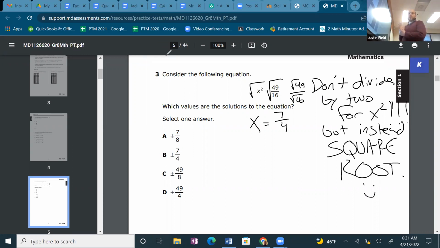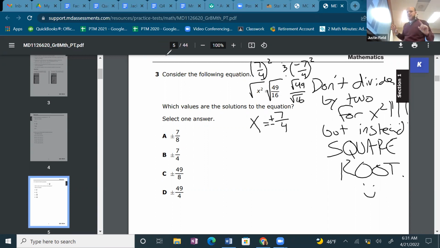Now, when we square root both sides, something you need to know is that 7/4 squared and -7/4 squared both would equal 49 over 16. So we put this sign in front, a plus or minus sign.